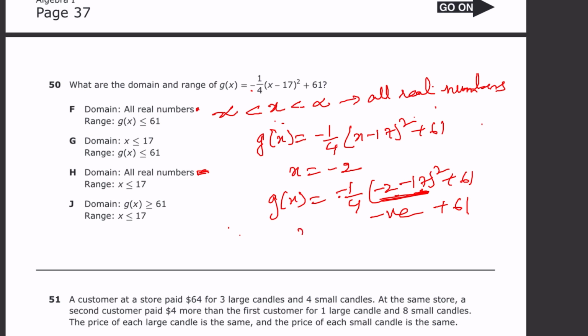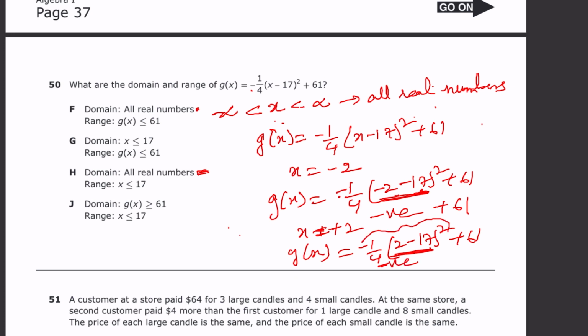And even if x is equal to plus 2 also, for g of x you will get the first term as negative, because you are getting 2 minus 17 whole square plus 61. Since this is a square term, whatever it is, when you multiply it with a negative term, this whole thing will again become a negative term. So therefore it will be less than 61. 61 minus some term means it will become less than 61, isn't it? So g of x will be less than or equal to 61. Therefore F is the correct option.